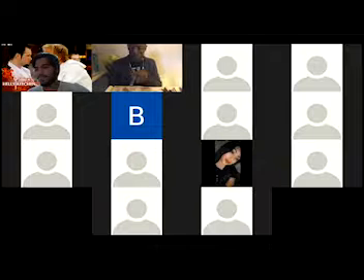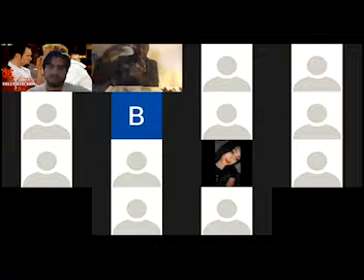So the page is split in half and it's kind of full.